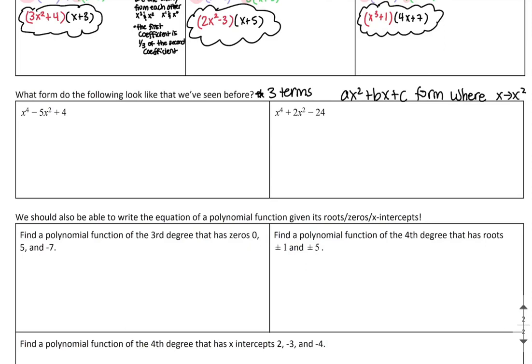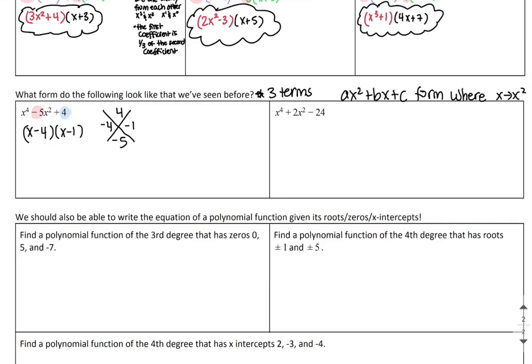What I would normally do to factor this 3-term expression is I would use the diamond. I would look for 2 numbers that multiply to 4 and add up to negative 5. So multiply to that constant and add up to the coefficient before the x. And those 2 numbers in this example would be negative 4 and negative 1. So this would normally break down into x minus 4 times x minus 1.